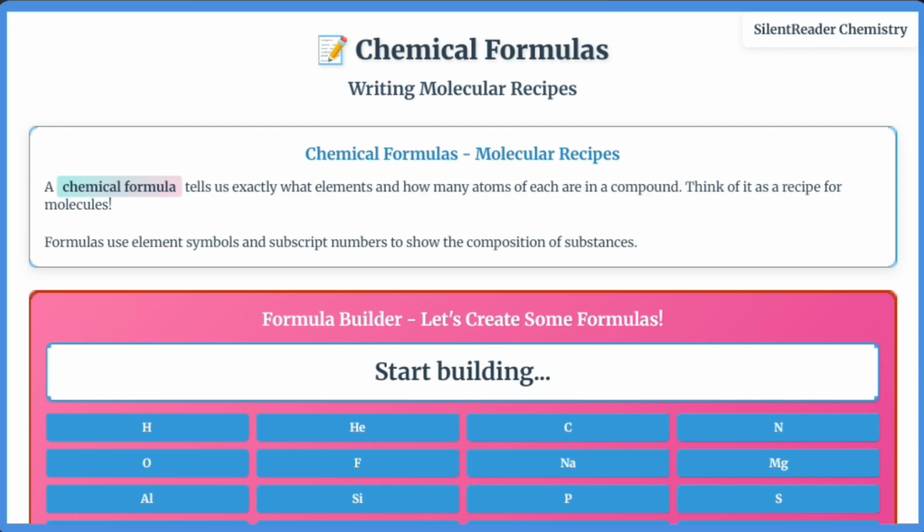NaCl means 1 sodium and 1 chlorine atom. No subscript means 1 atom of that element. We have different types of formulas. Molecular formulas show actual atom numbers. Empirical formulas show simplest ratios, structural formulas show connections, but for now focus on molecular formulas as they're most common for beginners.